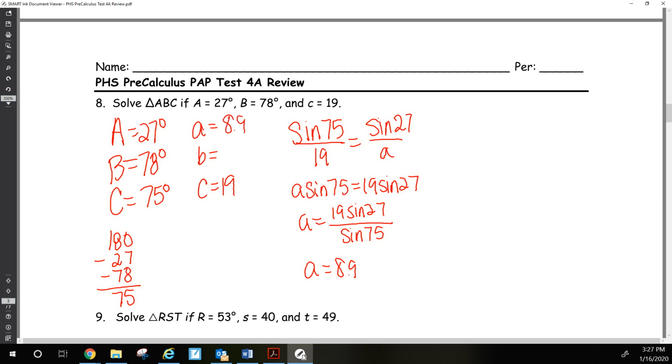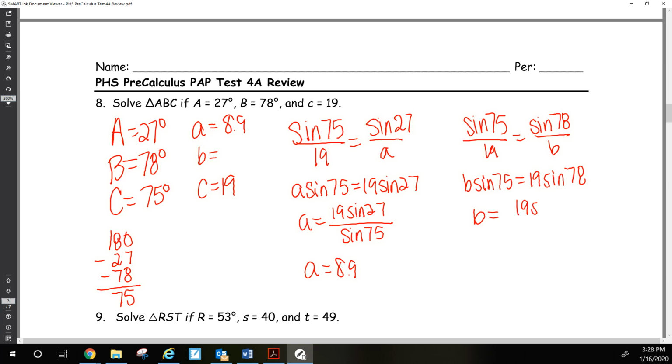We're going to do similar working over here, this time to find b. So sine 75 again over 19. Now let's use sine 78 to find little b. b sine 75, cross multiplying, is equal to 19 sine 78. Dividing by sine 75, I got little b as 19 sine 78 over sine 75. When we crunch that in our calculator, we get b is 19.2.